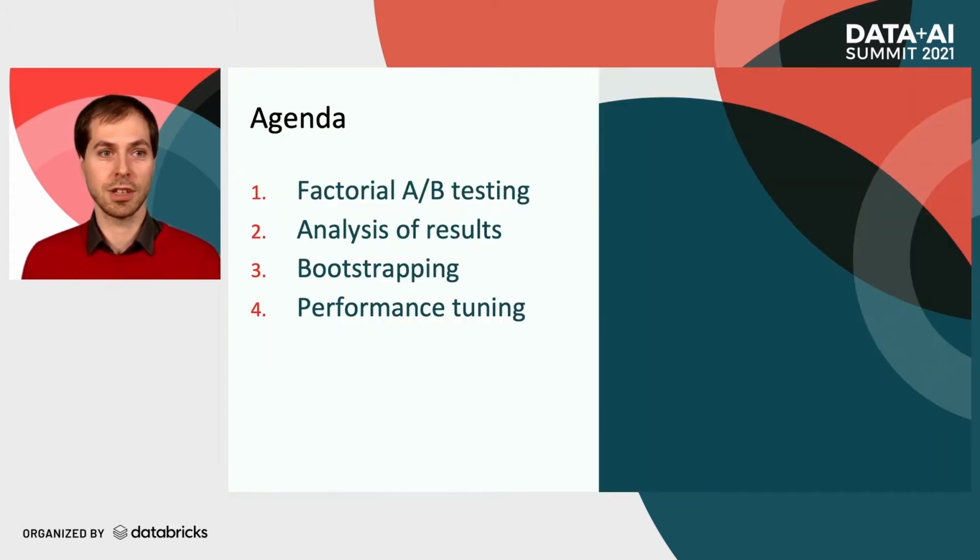So now the agenda of this talk will be, I will finally tell you what A/B testing is, and in particular, what factorial A/B testing is. Then we will briefly go into the analysis of such results. And the main portion of the analysis that I will be talking about is this mysterious word bootstrapping. So I will explain what bootstrapping is, how to do it in Spark. And finally, we will look at some performance considerations.